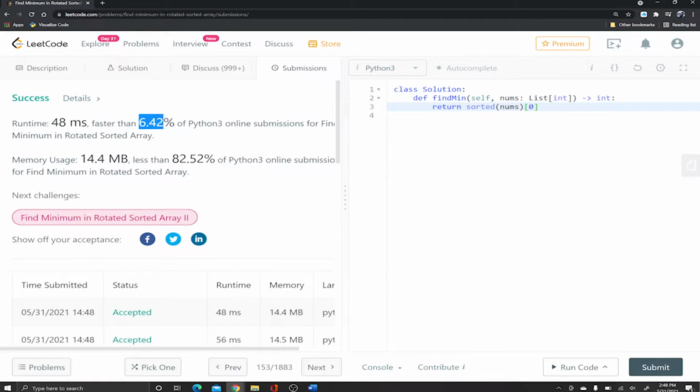Bam. Okay, still faster than just 6%. Terrible timing. Very good space because we're really not creating any variables, just simply one instruction. So this works, but again, it doesn't show we understand the algorithm.